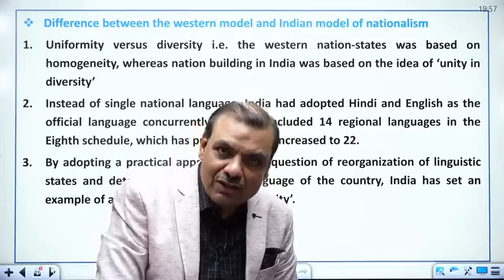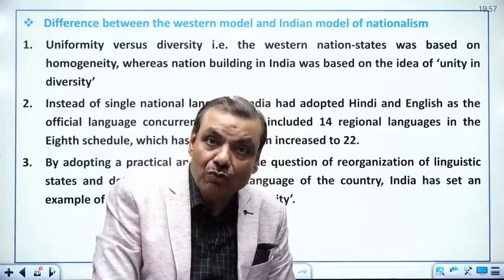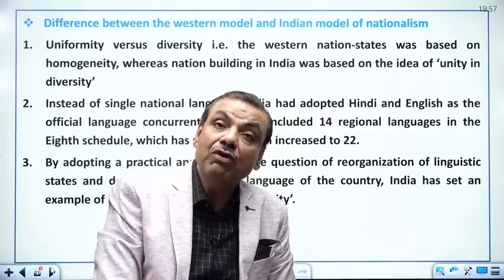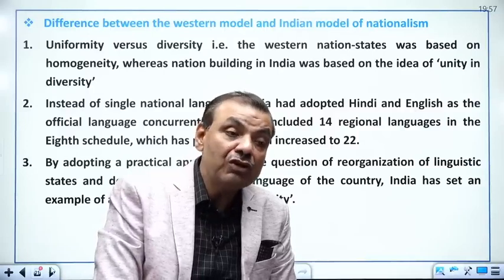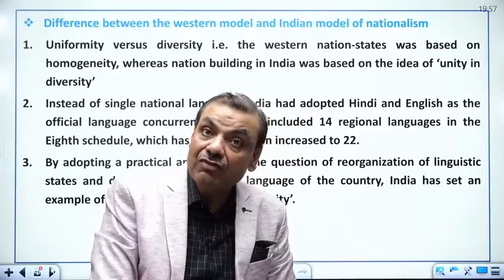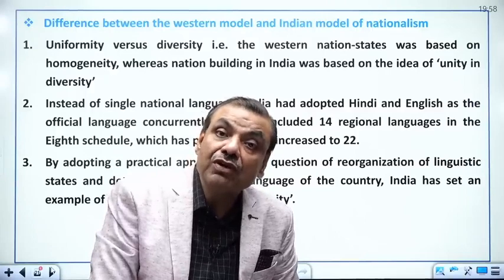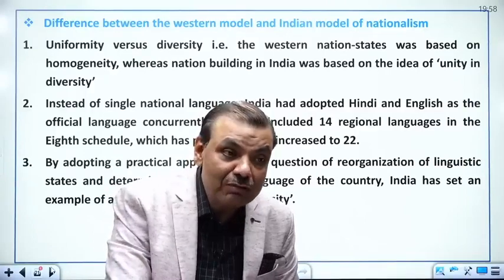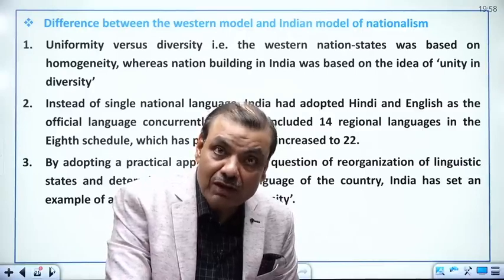So another group of scholars tried to establish that no, nationalism is a modern concept, and even today we are just going to search for nationalism in our ancient past, so it is due to the Western influence. So this point should be clear, my students. I think you people may be clear.